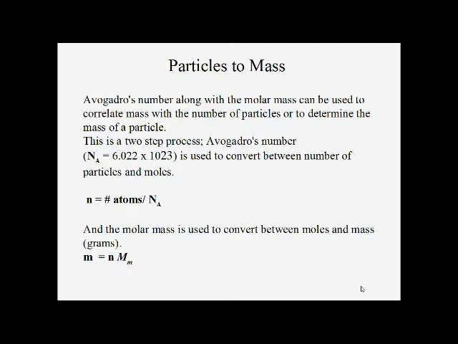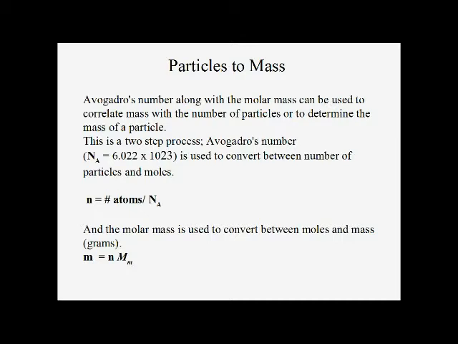Now we can use Avogadro's number as a conversion unit also. Avogadro's number has units of atoms per mole. So that means we can use Avogadro's number to convert between number of atoms or particles. Generic term particles means atoms, molecules, formula units, ions, electrons, whatever is appropriate unit for us. So we can convert between number of atoms and number of moles.